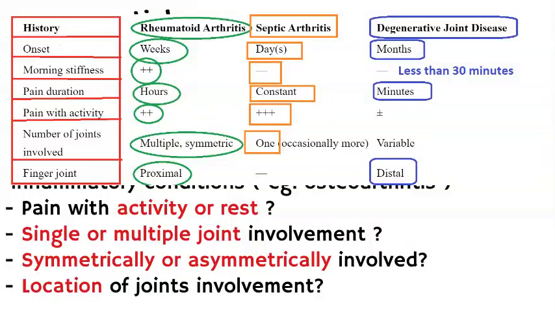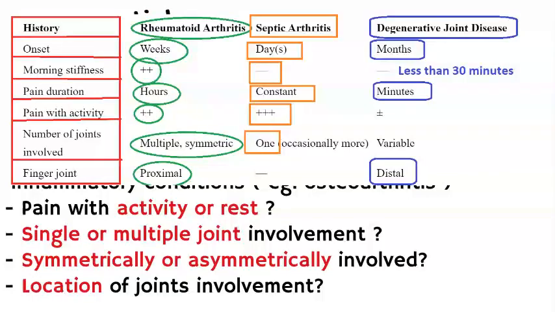For septic arthritis, it is acute onset within days, no morning stiffness, constant pain, and especially pain with activity. Usually, the number of joints is only one, sometimes can be more.